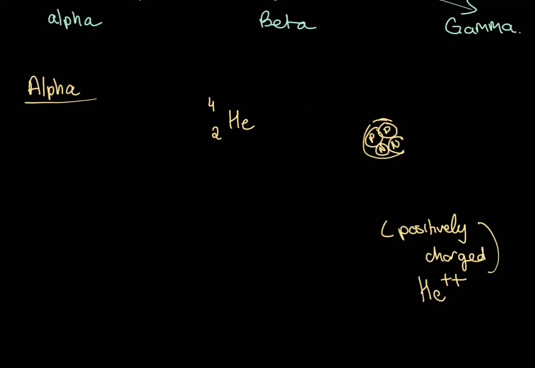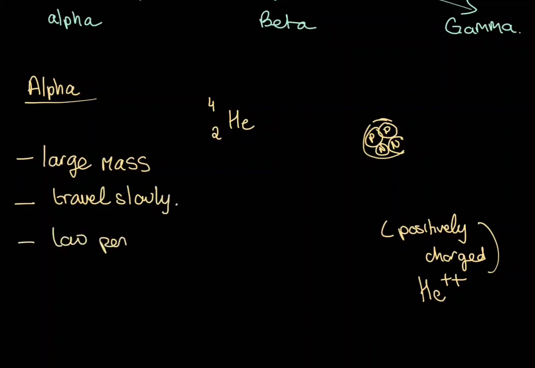Because they're made up of protons and neutrons, this gives the atom most of its mass. So alpha radiation actually has a large mass, and therefore it travels slowly. And its penetrating power is actually quite low. So it can be blocked by a sheet of paper, and it can also just travel about a few centimeters in air before it can't travel anymore.